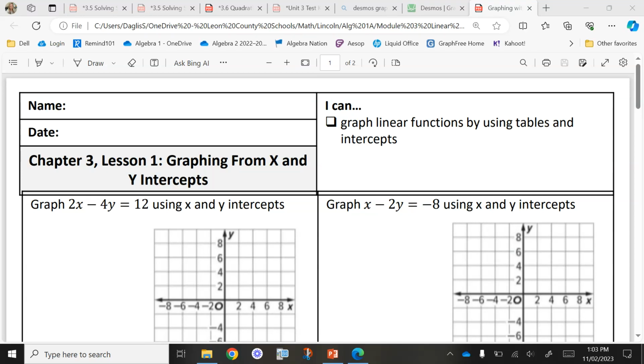Okay, we are graphing just like we did yesterday. Yesterday we built a table and plotted points and made lines from there. Today we're going to graph, but we're going to use intercepts, okay? An x and a y intercept.